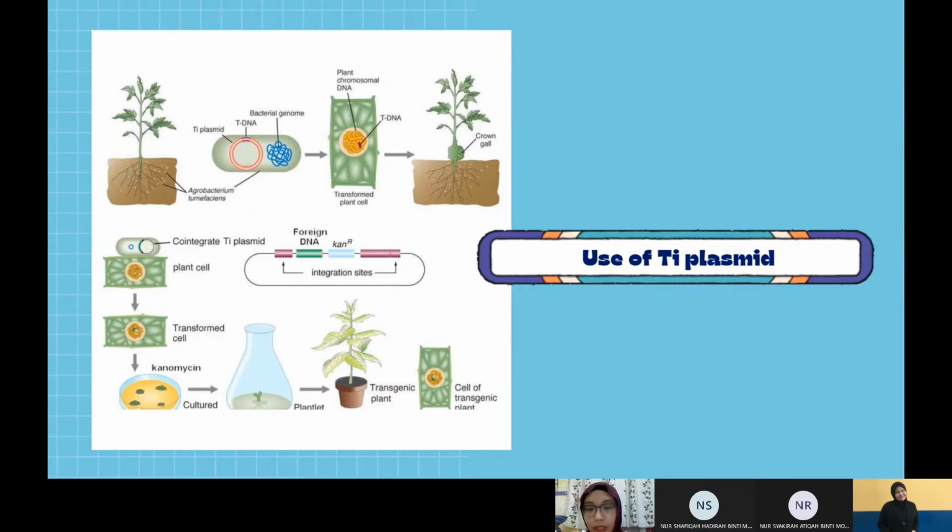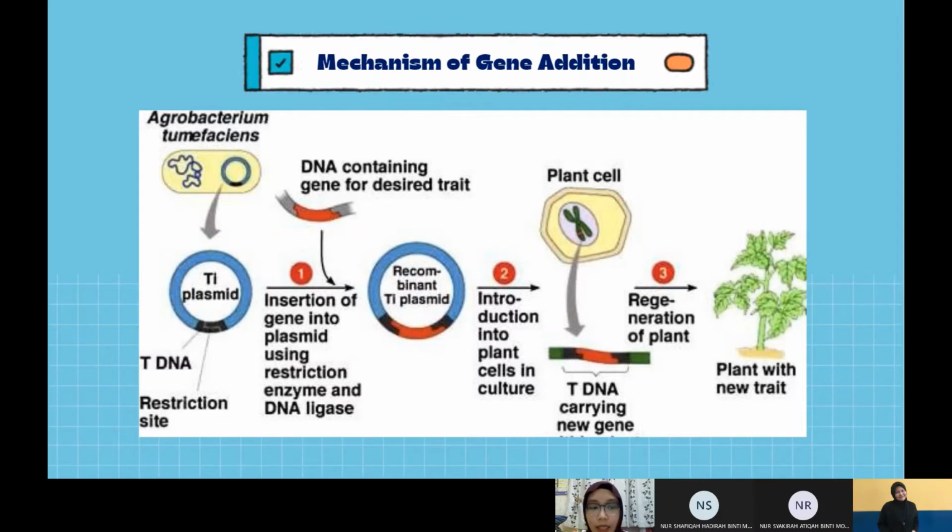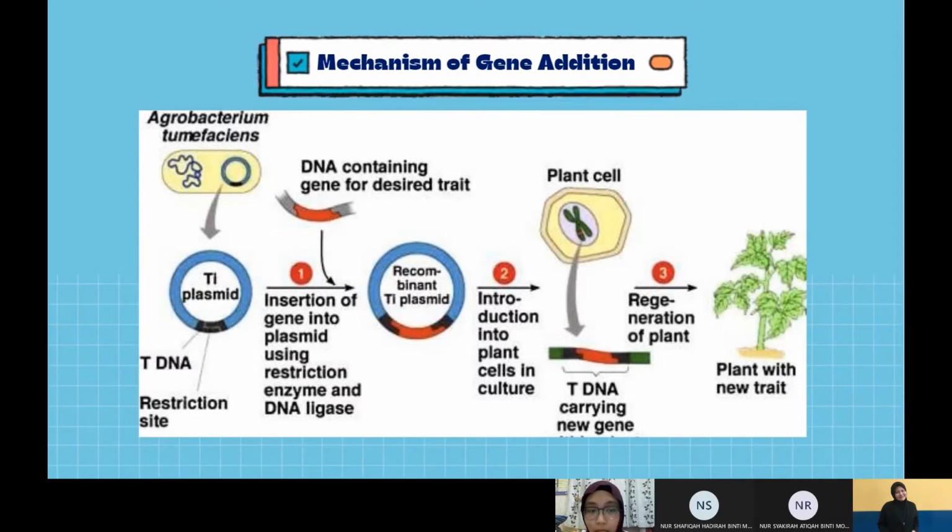As we can see on the upper diagram, the Agrobacterium tumefaciens is the cause for the disease crown gall in plants. We will now move on to the mechanism of gene addition. How do they work? Firstly, the Ti plasmid will be removed from the Agrobacterium tumefaciens bacterium, and the tDNA and foreign DNA, being our gene of interest, will be cut by the same restriction enzyme. The foreign DNA will then be inserted into the tDNA of the plasmid and ligated using DNA ligase.